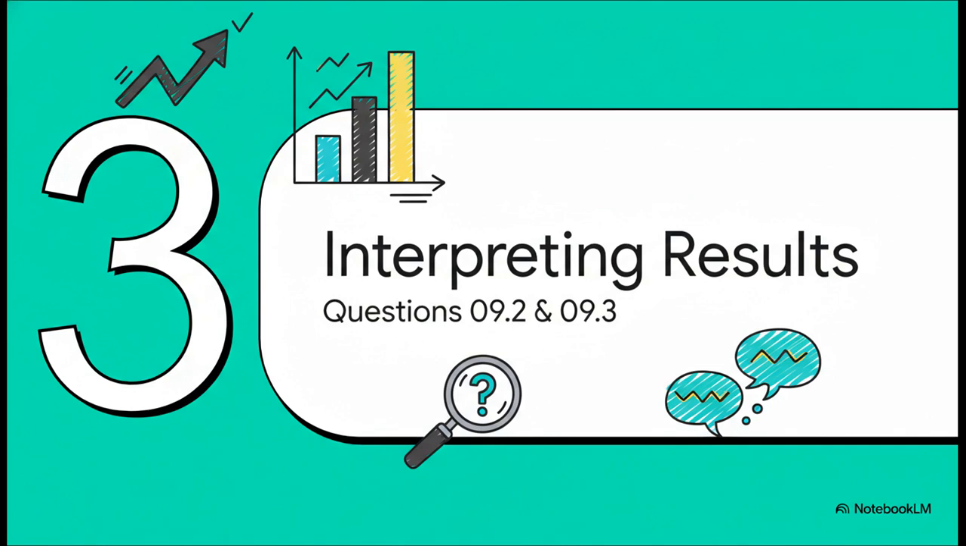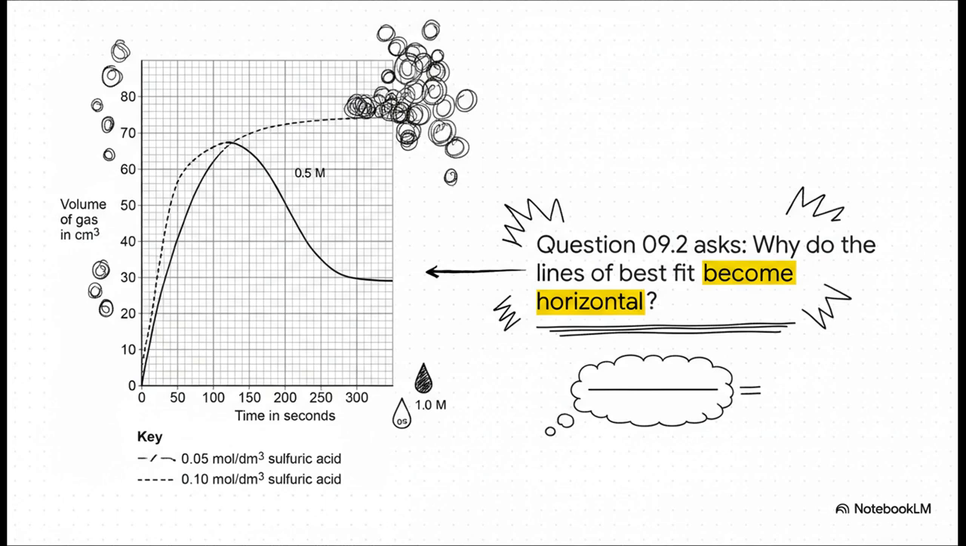Let's imagine the student has now done the experiment correctly and collected some data. Now comes the next part. We've got to interpret this graph to answer the next couple of questions. Here's our graph. It shows the volume of gas made over time using 2 different concentrations of acid. Now, the question wants to know why both of these lines eventually go flat. What does a horizontal line actually mean on a reaction rate graph?